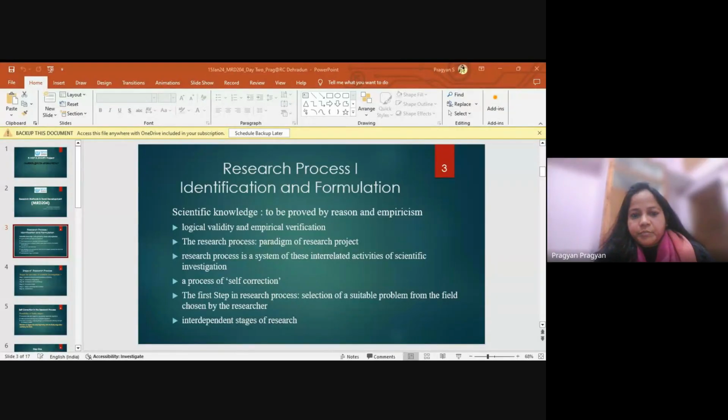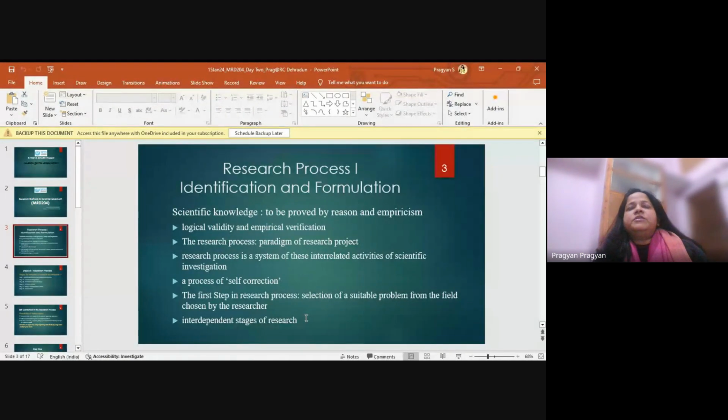Methods in rural development. In this, we are trying to understand how we are going to define our objective in the form of a question or some sort of descriptive statement. It can be anything. The form doesn't matter at all, but content is very important, because the whole research process is all about logical validity and empirical verification.